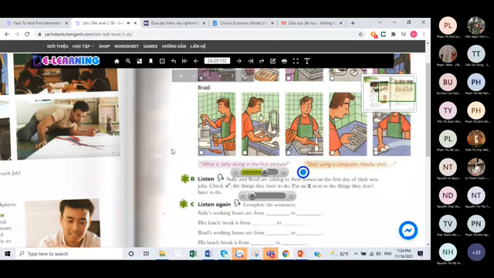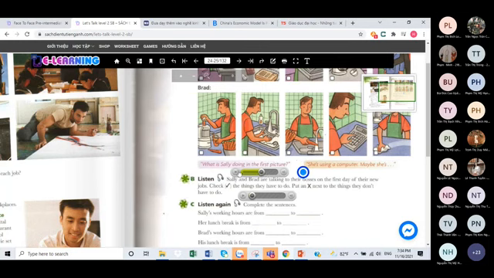Will I have to wash the vegetables first? No, all the fruit and vegetables are washed before they come to us. Which picture? Number 3. And yes or no? No. You don't have to wash the vegetables. All the fruits and vegetables have been washed before they arrive.